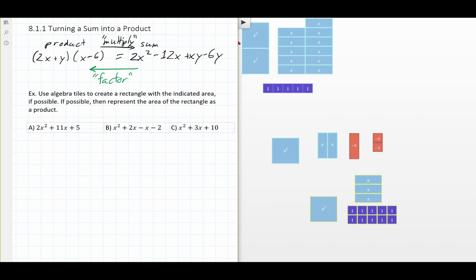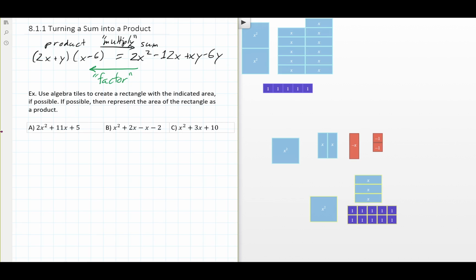Factor is a verb. To factor something is to turn it into factors, the noun. So these two pieces, something times something, well, you call those factors. And so to factor something means to break it up into a bunch of factors, a bunch of things multiplied together. So what we're going to do is play around with some algebra tiles in this video just to get a feel for what this will look like.